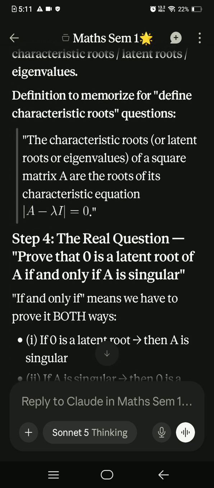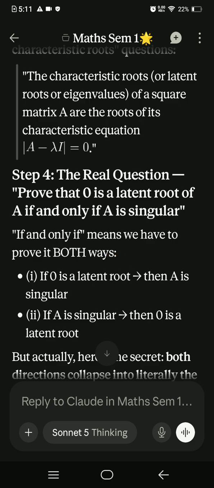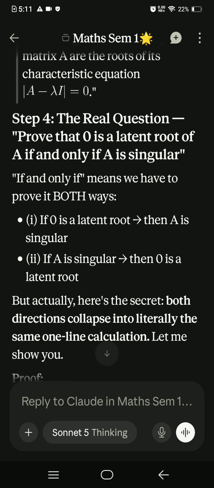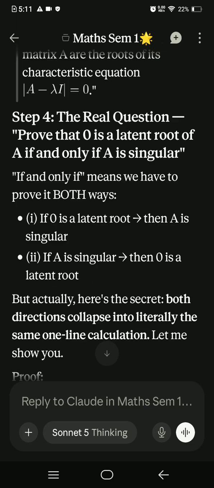Fine. So step 4, the real question: prove that 0 is a latent root of A if and only if A is singular. So if A is singular, then the determinant is 0, then what? If its determinant is 0, then what? If and only if means we have to prove it both ways. That is, if 0 is a latent root, then A is singular. If A is singular, then 0 is a latent root.